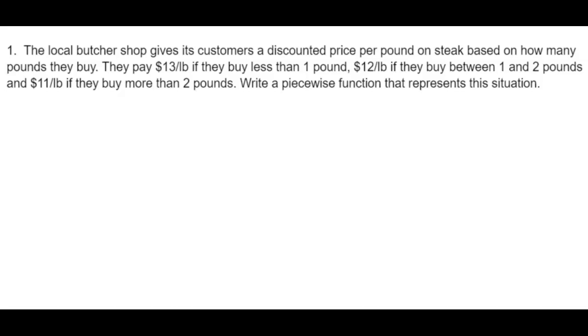So the first value that a customer could be charged would be $13, and that corresponds to if they buy less than a pound. Now let's talk about less than. Less than does not include 1 pound. So when we write the inequality, we want to make sure it does not have an equal to under it. So for this first constraint, the value if a customer purchases less than 1 pound is 13. The constraint for that value is that x, which in this case represents the pounds, is less than 1.